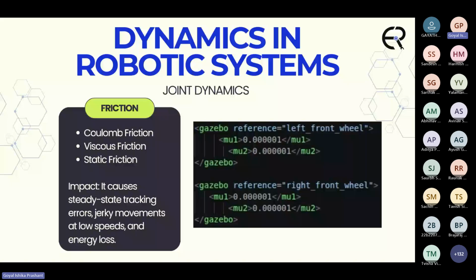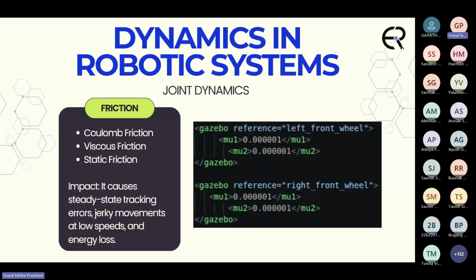Now, to make a rover or any bot move, it will use multiple gears and joints. And for them to move smoothly, there will need to be some sort of oiling or lubrication. So as these joints move against one another, this lubricant would cause some viscous friction to act on them. And then obviously we have static friction. This is where you want to start your robot from rest. So what is the impact of this? It causes steady state tracking errors. It can cause jerky movements at low speeds, and obviously it leads to energy loss.